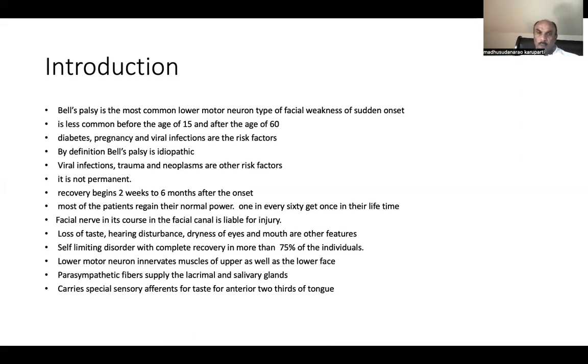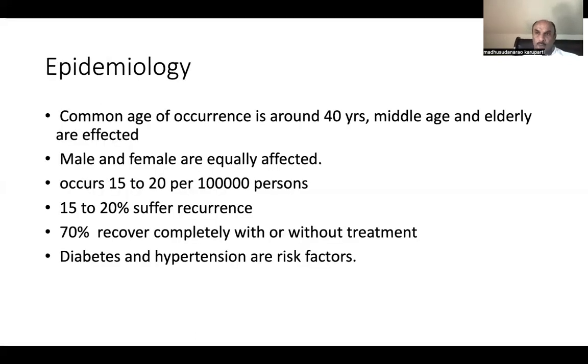Okay, so what are the few aspects of epidemiology? As I told you, the common age of occurrence is between 15 to 60 years of age. Around 40 years of age, most of the patients are observed. Male and females are equally affected. There is an incidence of 15 to 20 per 1 lakh population. The recurrence is observed in 15 to 20% of the patients, and around 70% of the patients recover completely with or without treatment.